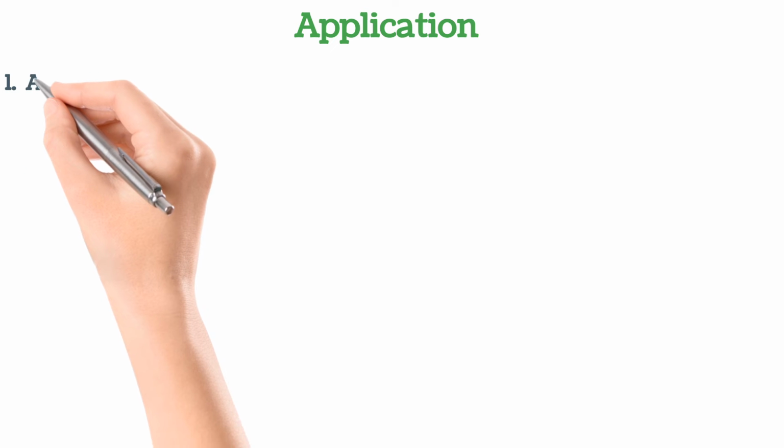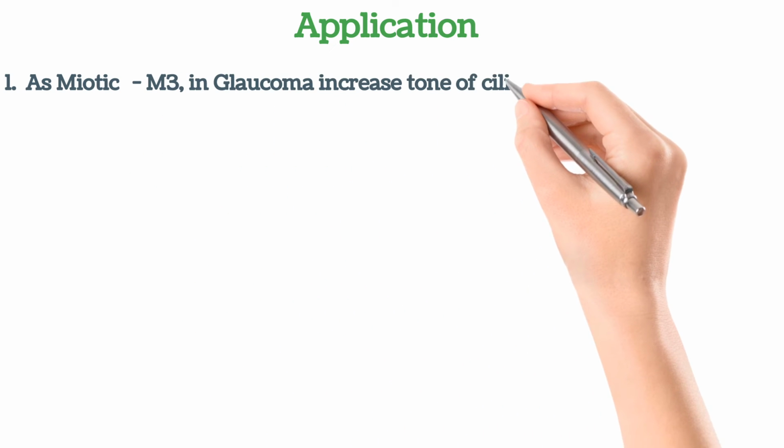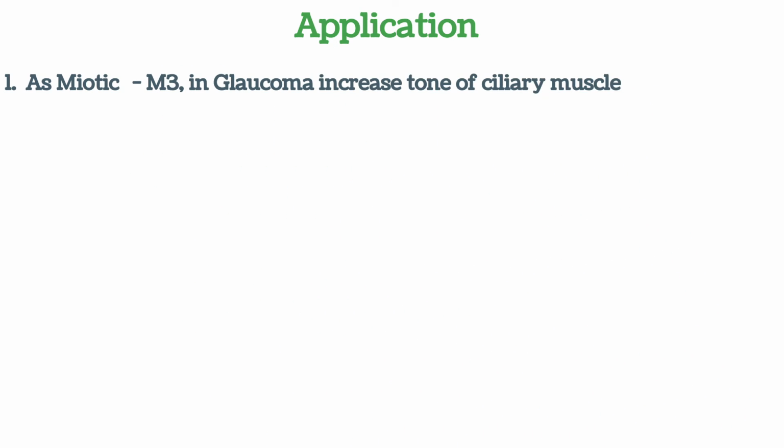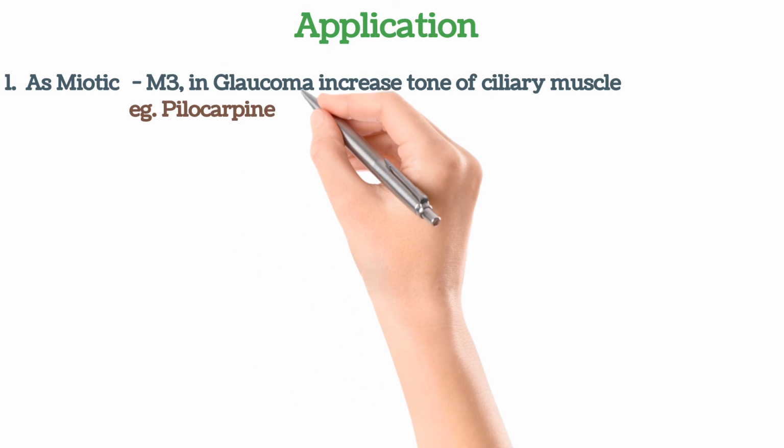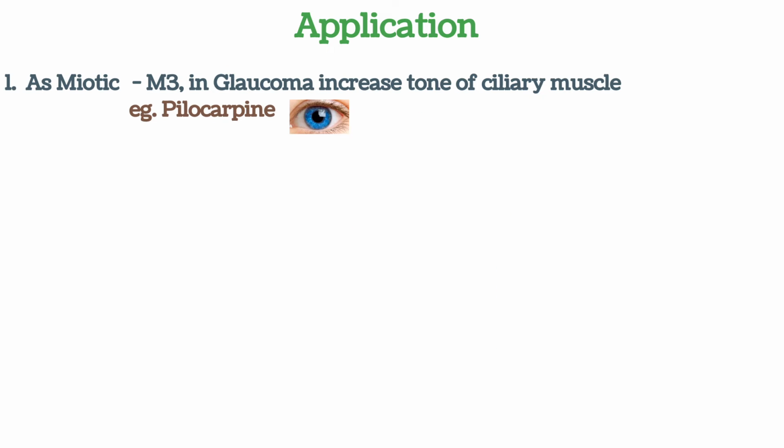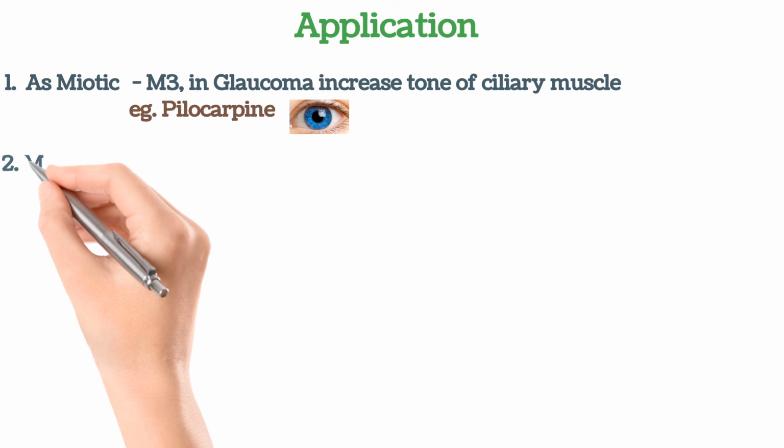And now the last part of this is the application of cholinergic drugs. We know that in the eyes, the abundance is of the M3 receptor, so it acts as a miotic. In glaucoma, it increases the tone of the ciliary muscle. An example is pilocarpine. Most often the dosage form available in the market contains pilocarpine.